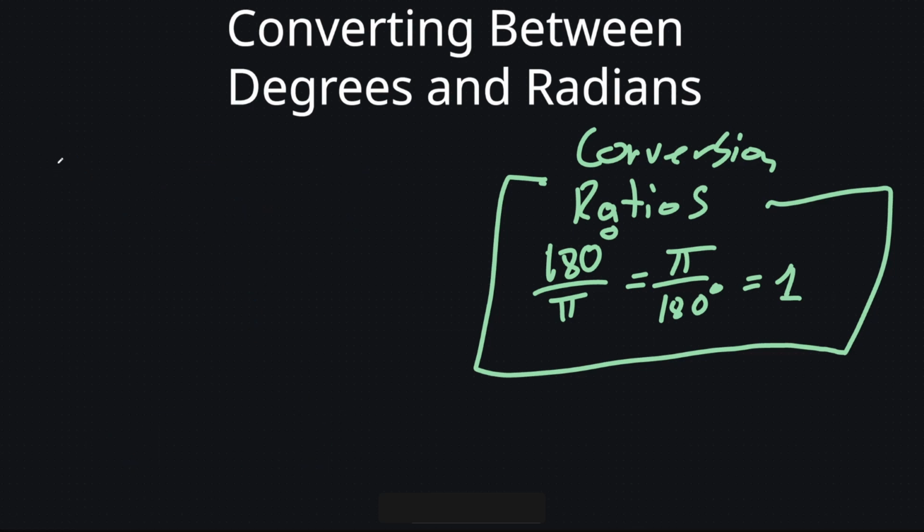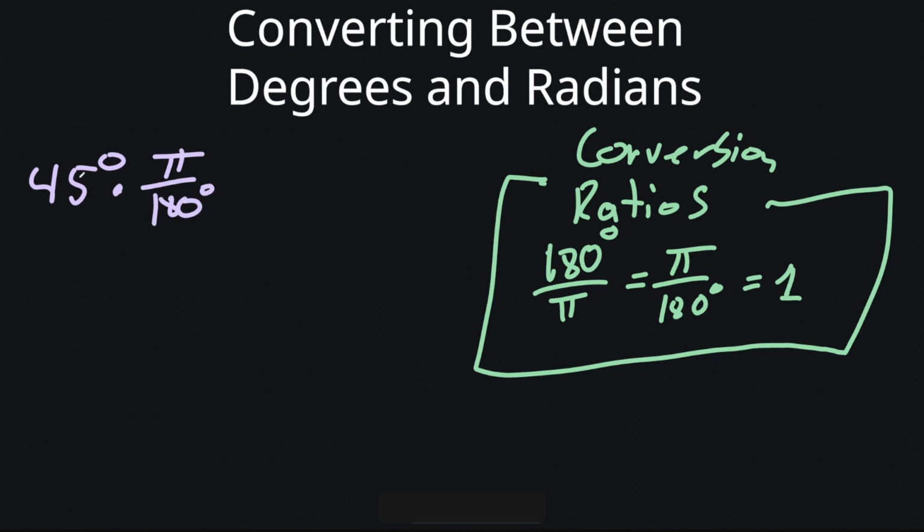Let's say we have 45 degrees. How would I convert? Well, once again, I have degrees. I want to turn it into radians. So I'm going to put the pi on top. I'm going to use this ratio here. And when I do that, I'm going to multiply by pi over 180 degrees.